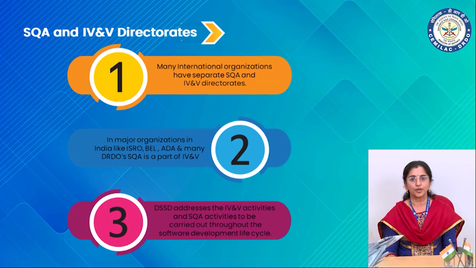Many international organizations have separate software quality assurance and independent verification and validation directorates. In major organizations in India, like ISRO, BEL, ADA, and many DRDOs, SQA is a part of IV&V. The DRDO standard for software development, that is DSSG, addresses the IV&V activities and SQA activities to be carried out throughout the software development life cycle.